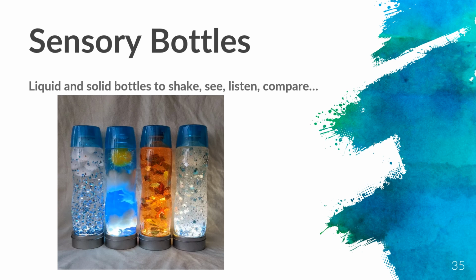These were some liquid and solid bottles to shake, see, listen, and compare. So these ones are filled with various things. Hair gel is often put in these bottles because of the consistency, and then they just have stars and different things in these bottles. So if you go on Pinterest or go on Google, you can find gobs and gobs of ideas of what to put in sensory bottles.